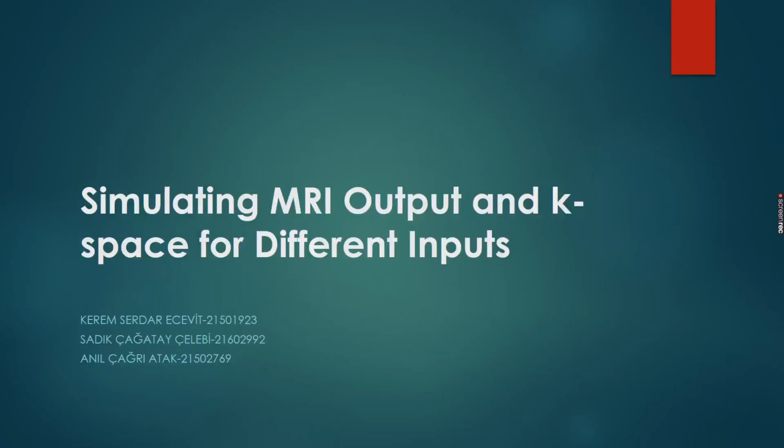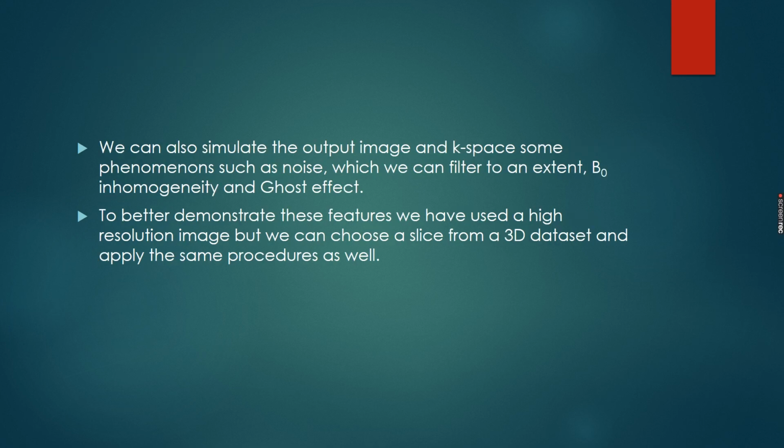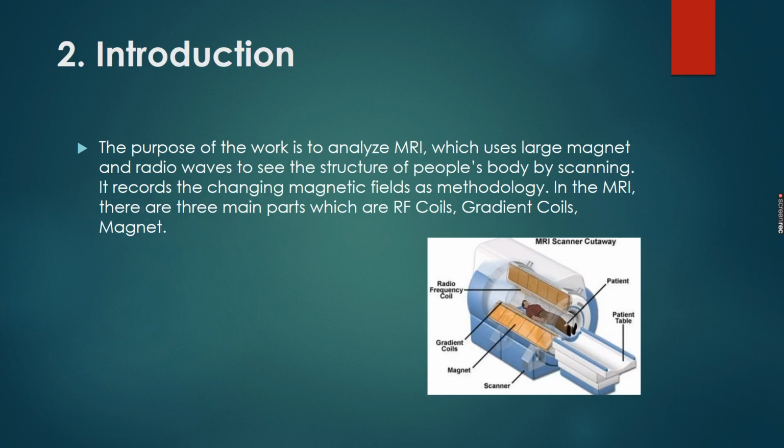Hello everyone, I am Anıl Atak, and our project is simulating MRI output and k-space for different inputs. Using two images of the same scan with different noise, we are able to simulate the behavior of the MRI scanner when we change the parameters. These parameters are echo time, relaxation time, tip angle, and data acquisition frequency. We can also simulate the output image and k-space, and phenomena like added noise, B0 inhomogeneity, and the ghost effect. This procedure can be used on a 3D dataset.